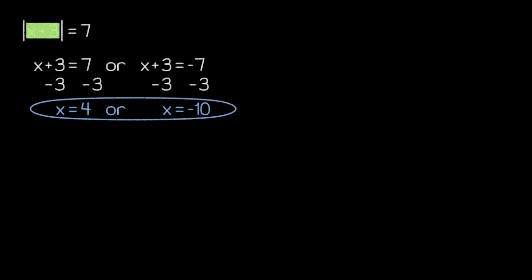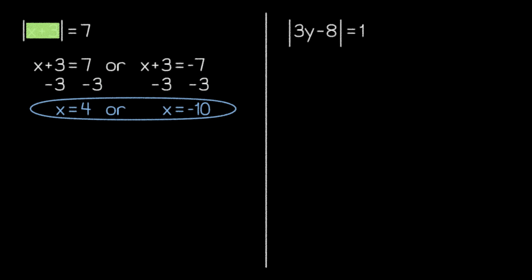Something to note about our solutions is that even though they weren't just positive and negative versions of the same number, there was still one positive solution and one negative solution. This will happen regularly with absolute value equations, but is it always the case when there are two solutions? Let's check out another problem to test out this question.